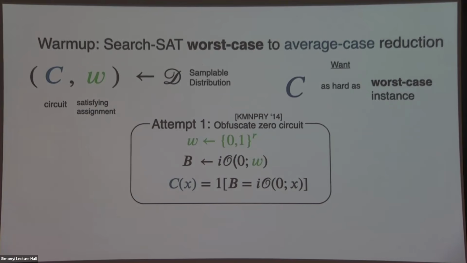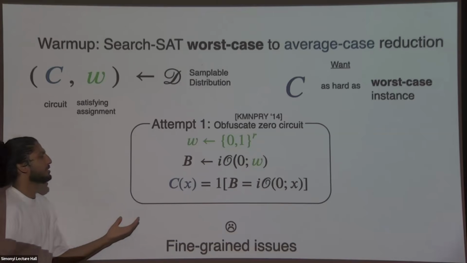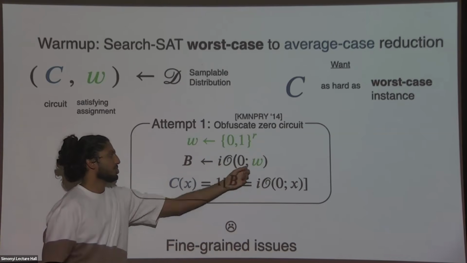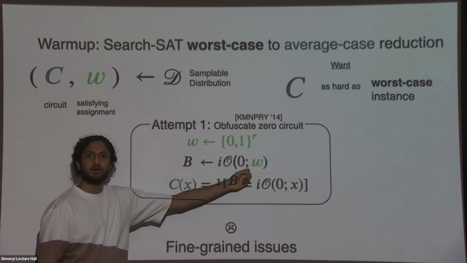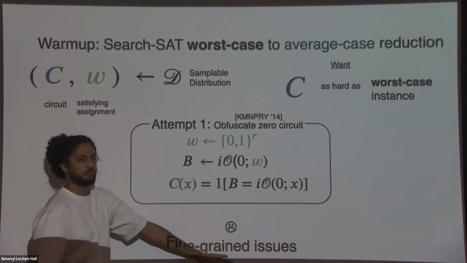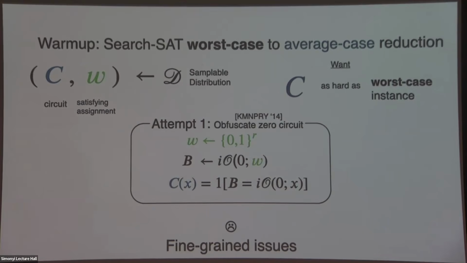It turns out you could try and do this, but you'll run into some fine-grained issues here. What'll happen is, okay, how hard is it to find this X? It's related to the randomness complexity of this IO and its security. And you're going to run into some issues. If you can see it, great. If you don't see it, then you can believe me. It turns out you'll want to actually use a different construction.